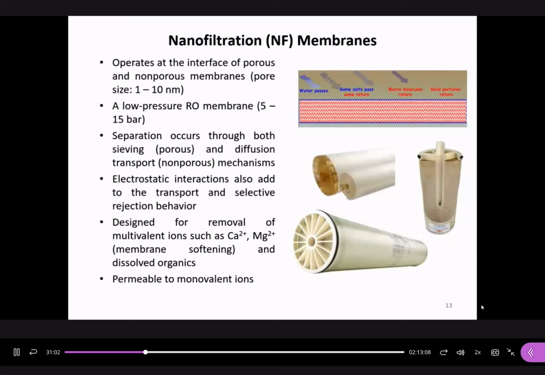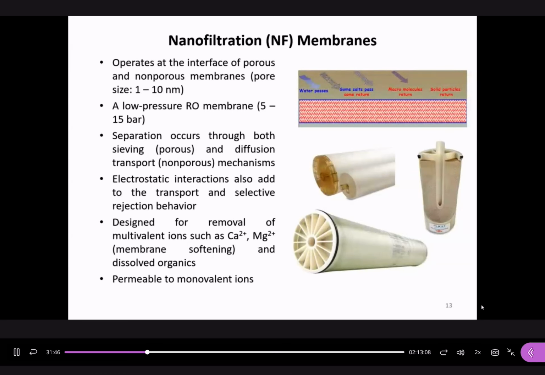For some water filtration setups used at home, you probably will see some nanofiltration membranes. Okay, the module. If you have one at your home, you can go back and check. Separation occurs through both sieving and diffusion transport mechanism. Electrostatic interaction is very important for nanofiltration. So sometimes electrostatic interaction is more important than size.